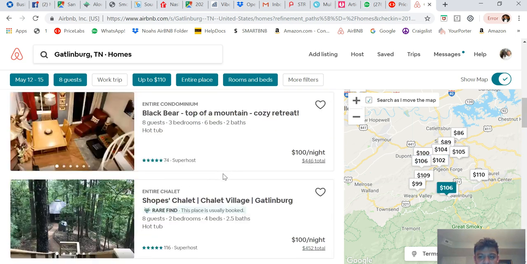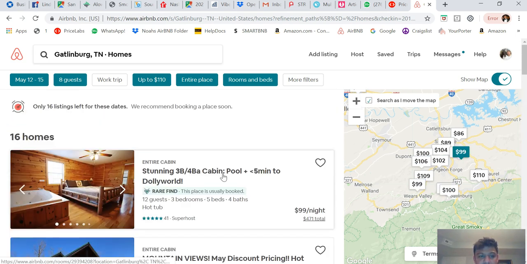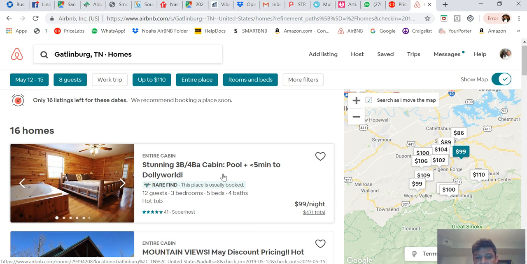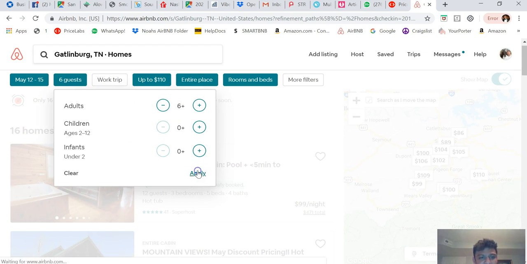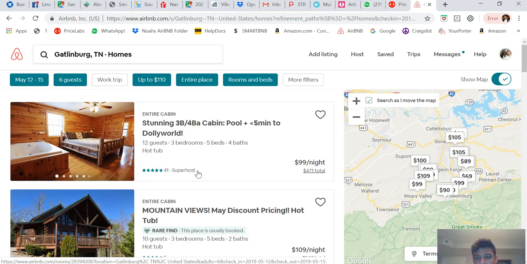And so that's a somewhat positive thing. We know that we're probably not priced too low, because there's a fair amount of competition still. And there might not be that many big groups of 8 coming in so last minute. So maybe it's more likely that there's only 6 adults coming in this last minute.